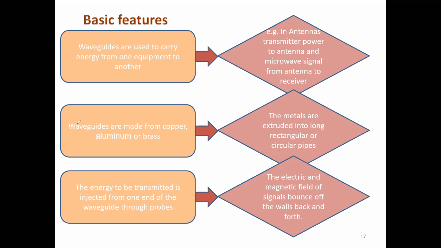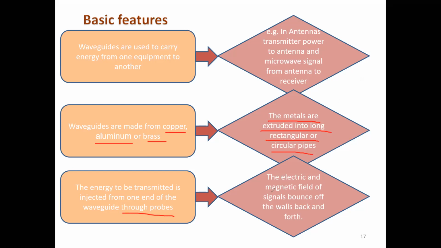Okay. And waveguides are made from copper, aluminum, or brass, and the metals are extruded into long rectangular or circular pipes. That means it could be a rectangular waveguide or maybe a circular waveguide. The energy to be transmitted is injected from one end of the waveguide through probes. So how can we transmit the energy? Through probes.